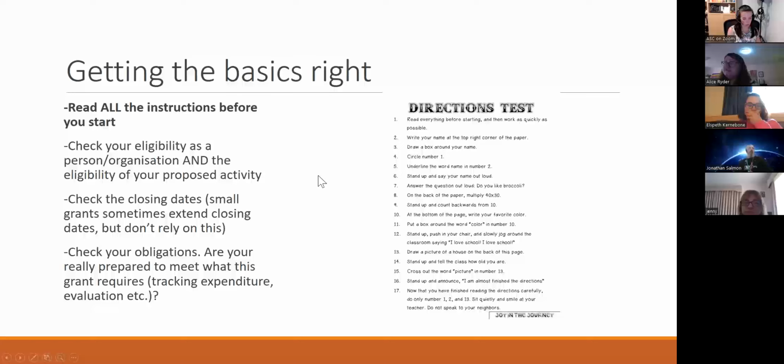When you're reading the instructions, check your eligibility, both as a person or an organisation, and the eligibility of the event you want to run. They're two different things, but they're both really important. You may personally be eligible for a grant, but the activity you're proposing might not be, or vice versa. Check all the closing dates and aim to finish your application the day before at least the applications close.